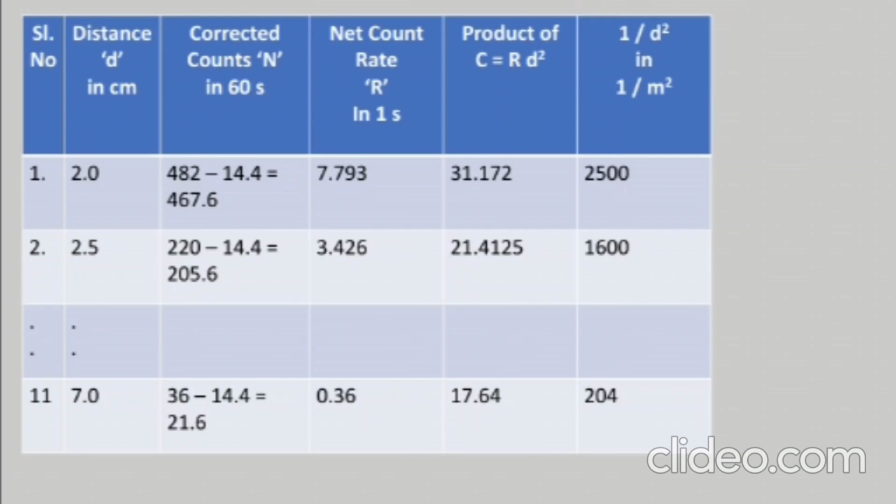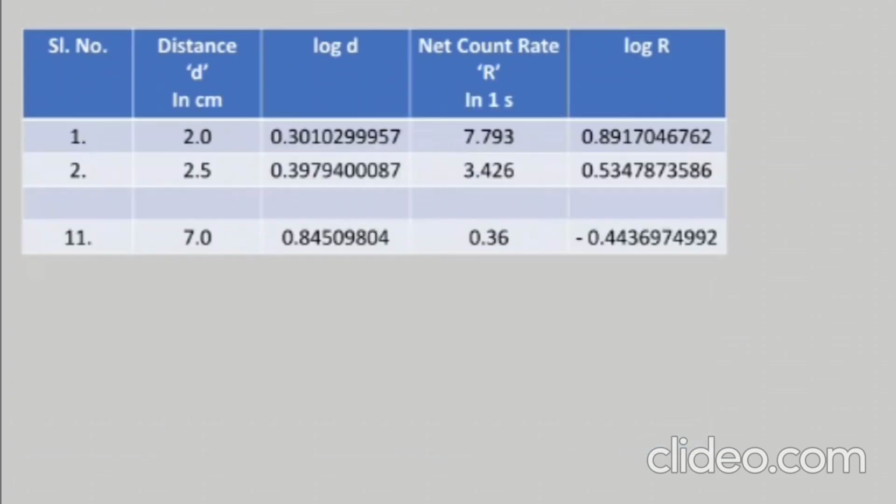467.6 divided by 60 will give us 7.793. Similarly, you have to find all the net count rate for all the trials over here. The next column is the product of R, that is net count rate, and D square, that is the distance. If you do the product of R and D square, let us name it as C, you will get few values over here. The next column is 1 by D square, but it is not in centimeter square, it is in 1 by meter square, inverse of meter square. You have to fill this next column with these values.